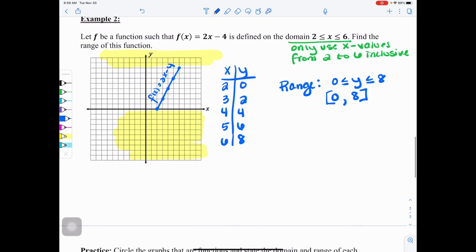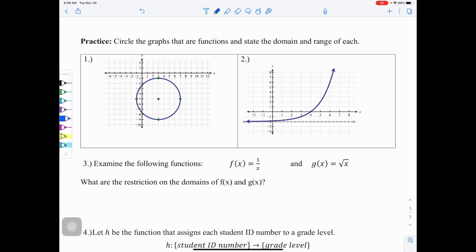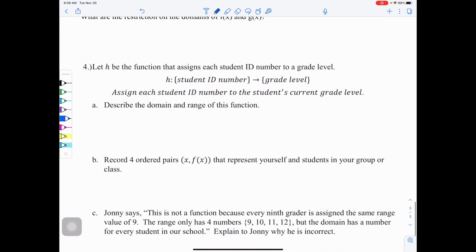So at this time, I would like you to move on to the practice section of the lesson. In the practice, you're going to circle the graphs that are functions and state the domain and range of each for numbers 1 and 2. Number 3 wants you to examine 2 equations and talk about the restrictions on the domain. Restrictions means what kind of numbers are we not allowed to use? Number 4 is a description, so you're going to use that description to answer questions A, B, and C.